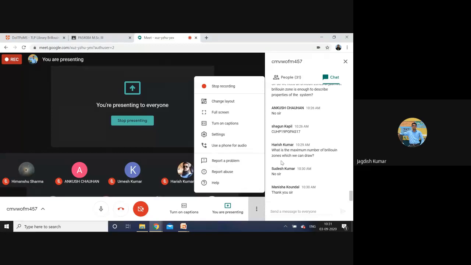That is a great idea. Good. So ideally you can get infinite marks. I don't know whether you can draw infinite Brillouin zones or not, that you try yourself. So that is it for today.